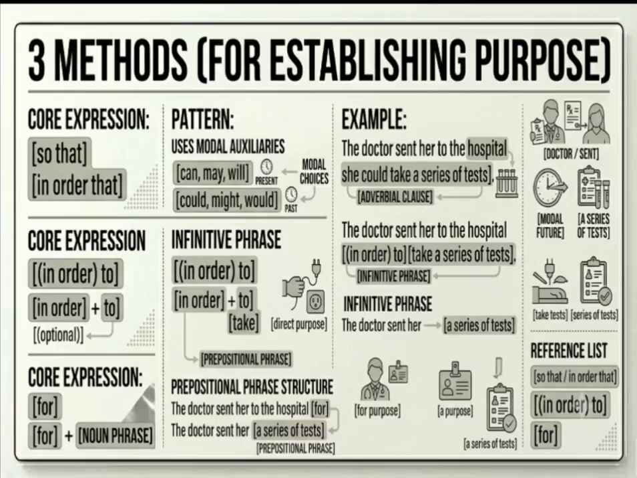The second method slims it down into an infinitive phrase: in order to plus the rest of the sentence. We say the doctor sent her to the hospital in order to take a series of tests. We stripped away the subject entirely. And the third method converts it into a prepositional phrase. We use for. We say the doctor sent her to the hospital for a series of tests. All 3 sentences mean the exact same thing, but notice how your grammar toolbox expands when you realize you can swap a whole clause for a single prepositional phrase.